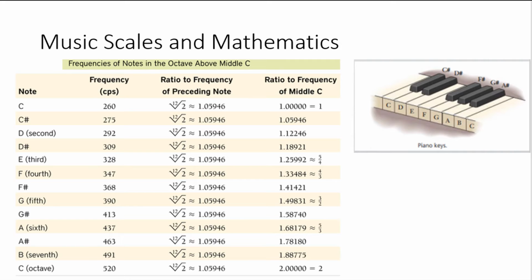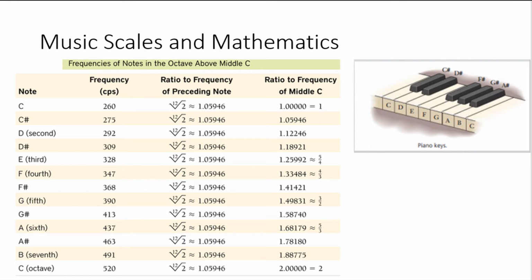Let's read the second one. C sharp. The tic-tac-toe looking symbol when referring to music is read as sharp. The frequency is 275. Notice it's a little bit above the C. The ratio to frequency of the preceding note is still the 12th root of 2, which is approximately 1.05946. Let's observe. The ratio to frequency of middle C is the 12th root of 2, or approximately 1.05946.